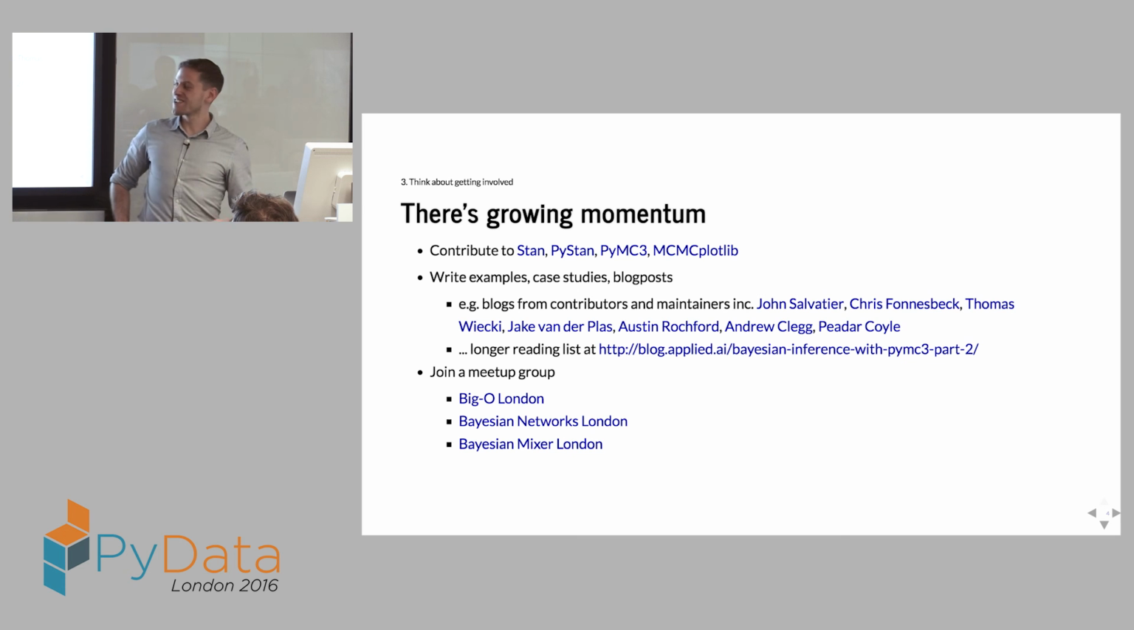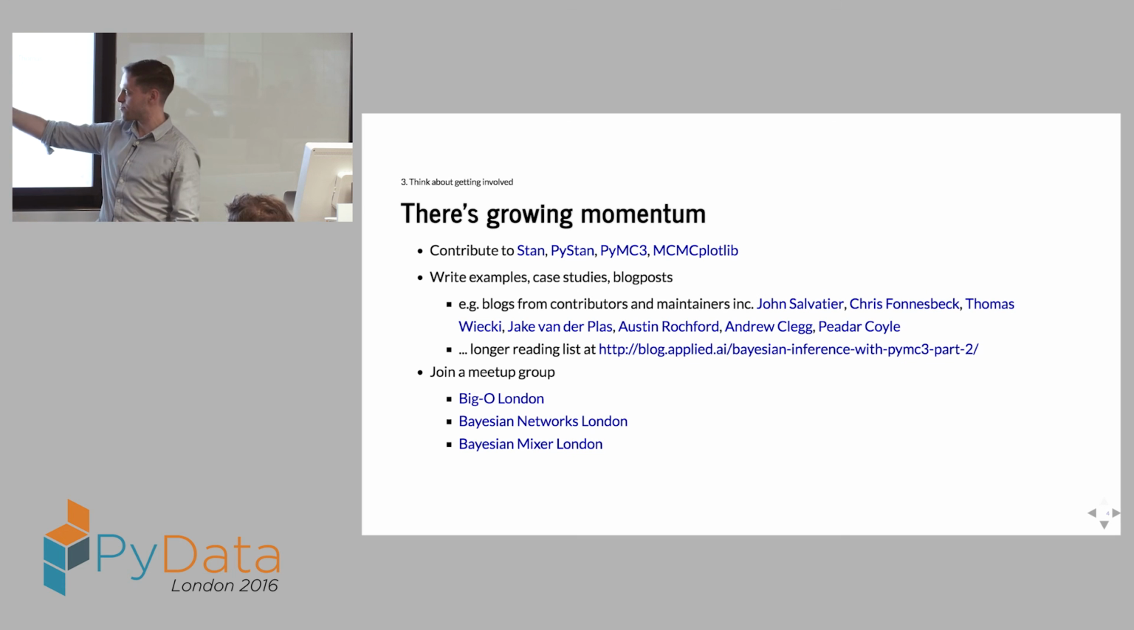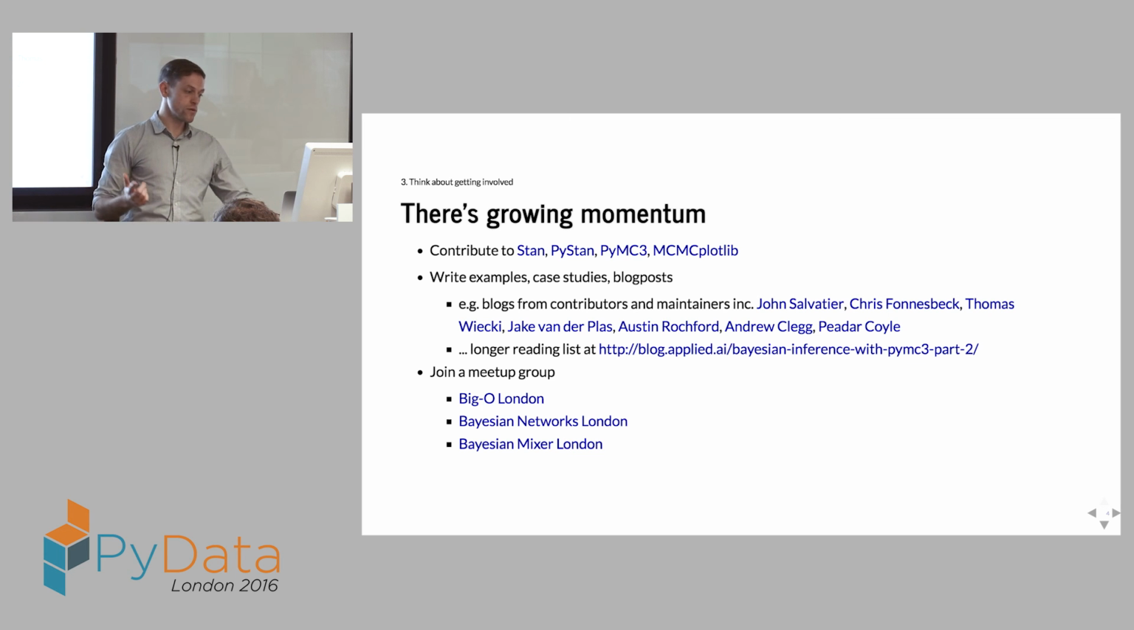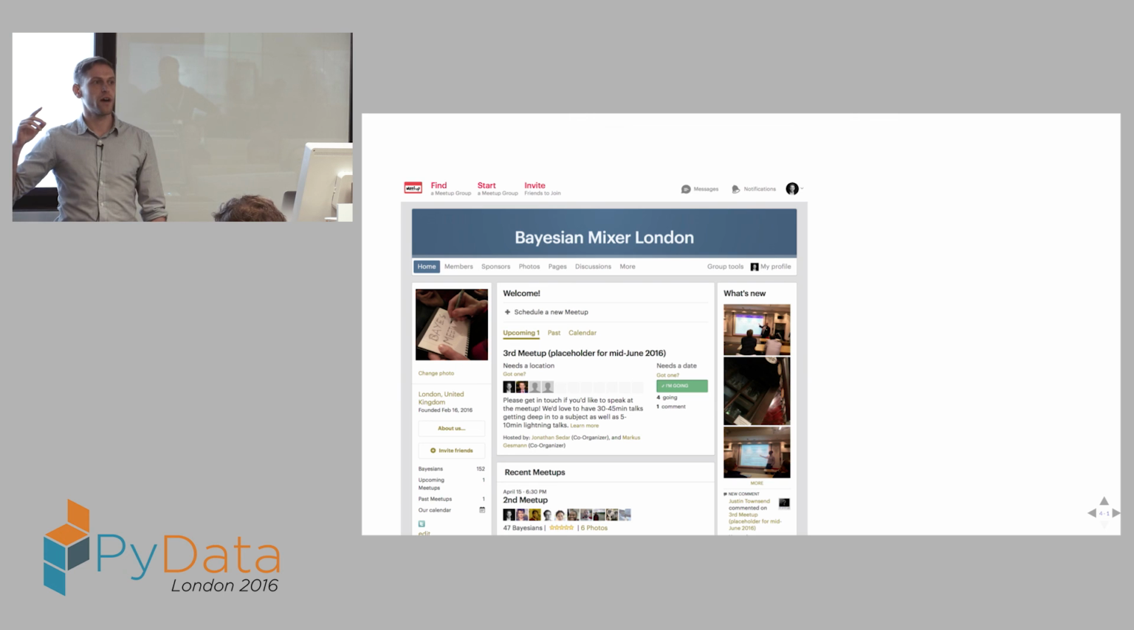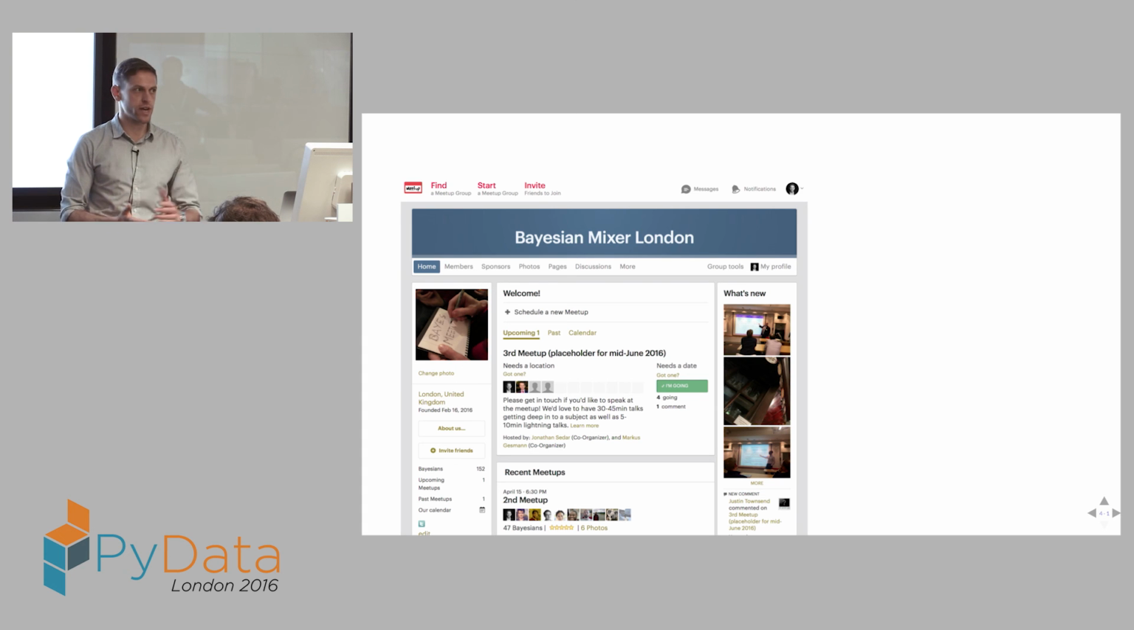No. You could read more stuff from these guys. There's a longer reading list on a blog post that I made. You could join a meetup group. Big O London, Bayesian Networks London are two that definitely do this stuff. There's a new one in town called Bayesian Mixer, which I co-organise. And we've had 2 meetings so far. Third one is scheduled for mid-June. It's talking about stuff a bit like this, and worked examples in industry, academia, anything that's interesting, basically. Trying to just gather a bunch of nerds in a room, a bit like this. And yeah, next one's in June.